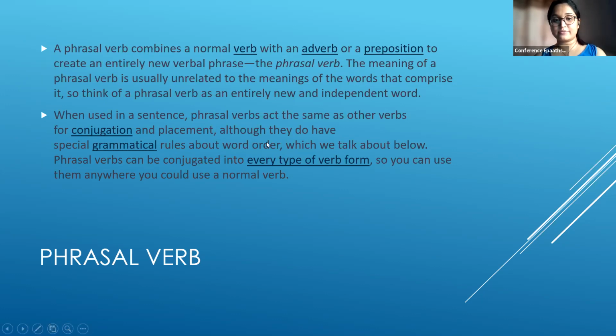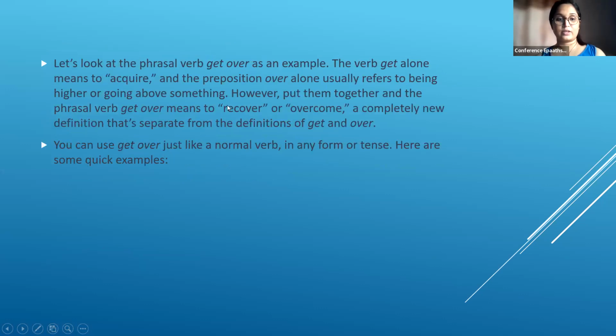When used in a sentence, phrasal verbs act the same as other verbs for conjugation and placement, although they do have special grammatical rules about word order, which we talk about below. Let's look at the phrasal verb get over as an example. Get over is a phrasal verb. Get is a verb, it means to acquire, and over is the preposition. When you combine them, they form the meaning recover or overcome. So get over is a completely new verb, and together they form a new meaning.